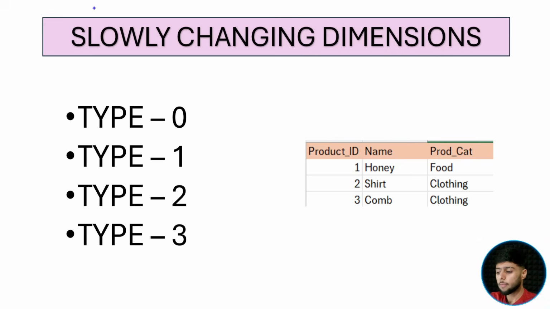So let me tell you all the types one by one. As you can see on the screen, we have type 0, type 1, type 2, type 3. These are all the types available in the world of slowly changing dimensions. Now some of you would say, hey Ansh, we know that we have more types. Why have you not written them here? Yes, we have more types: type 4, type 5, type 6, but we do not use them because it is very hard to actually manage those types.